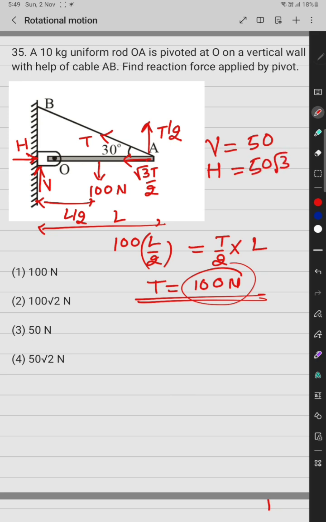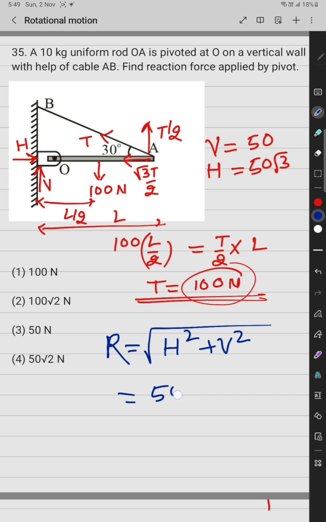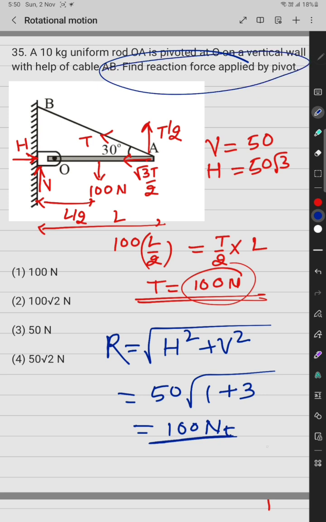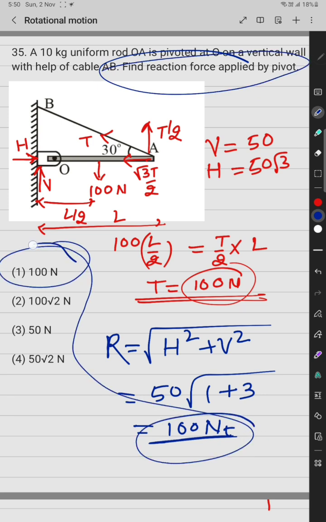The net force on the pivot is the vector sum of these two. The total reaction is equal to the square root of the horizontal squared plus vertical squared, which is 50 times the square root of 1 plus root 3 squared, that is 3. So 50 into 2 is 100 Newton. 100 Newton is the reaction force on the pivot, so the correct option is the first one.